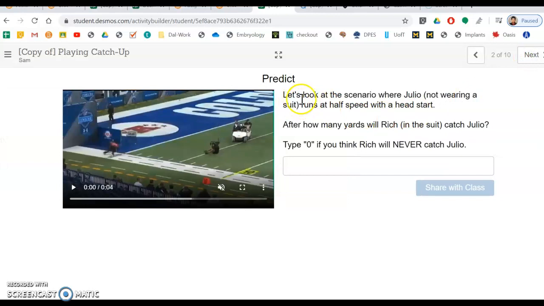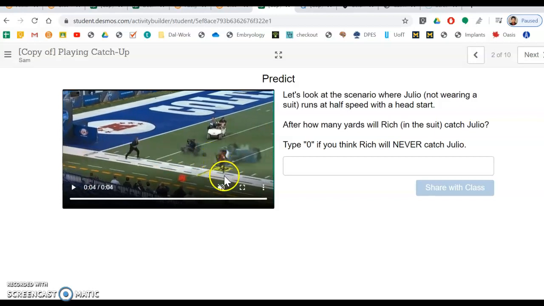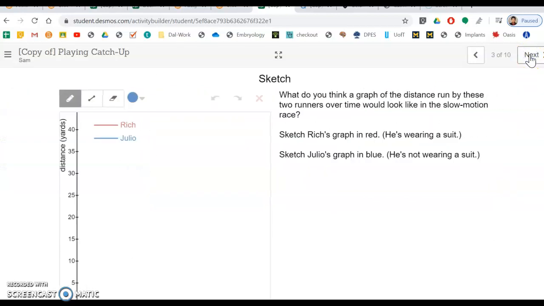And then the question says, let's look at the scenario where Julio runs at half the speed with a head start. Okay, so he's also getting a head start, but he's also half the speed. If he's getting a 10 yards head start, then after how many yards will Rick catch Julio? Now, what do you think? Even with the half speed, will he ever be able to catch Julio? If you think no, he cannot, then just type 0. If you think he may be able to catch up after, like, this is 10 yards, so maybe at 20 yards or maybe at 30 yards, just type that number there. Then you will keep going next and follow along.